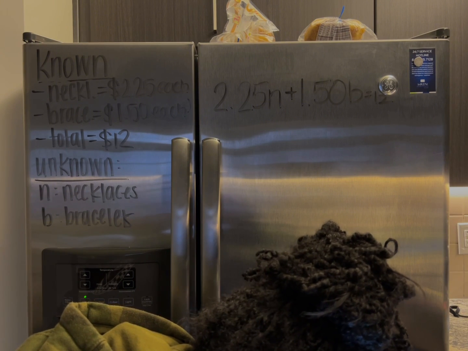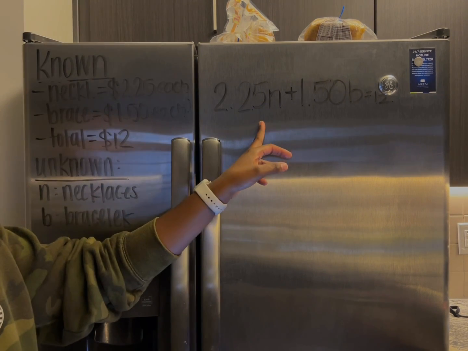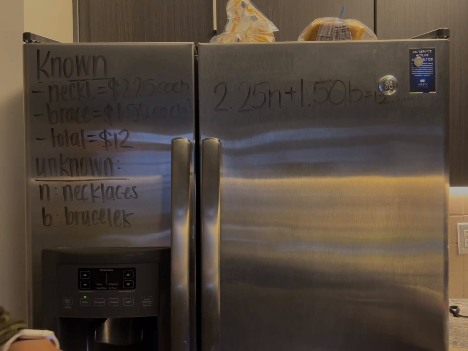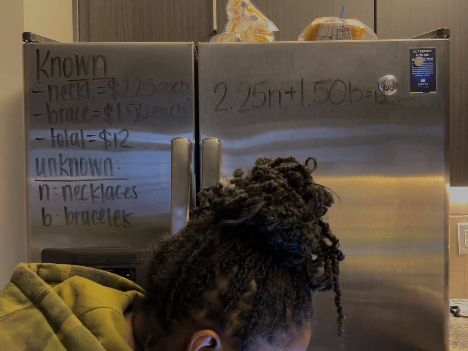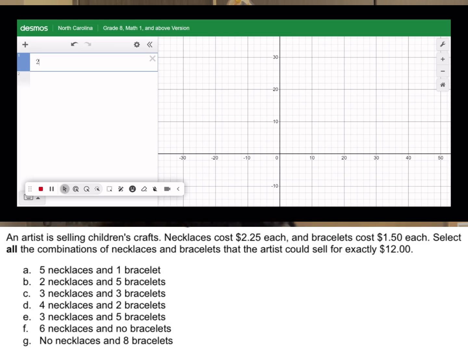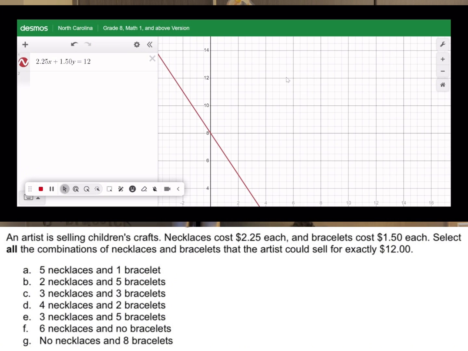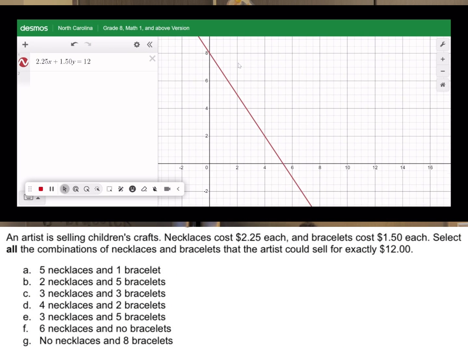So I'm going to go in Desmos and I'm going to put my equation. Now remember, Desmos does not like any variables other than X and Y. So I'm going to change my N and B to an X and Y just to make Desmos happy, and it'll help us out. So X represents my necklaces and Y represents my bracelets. Okay? Desmos will give me this nice fine as wine red line, right?